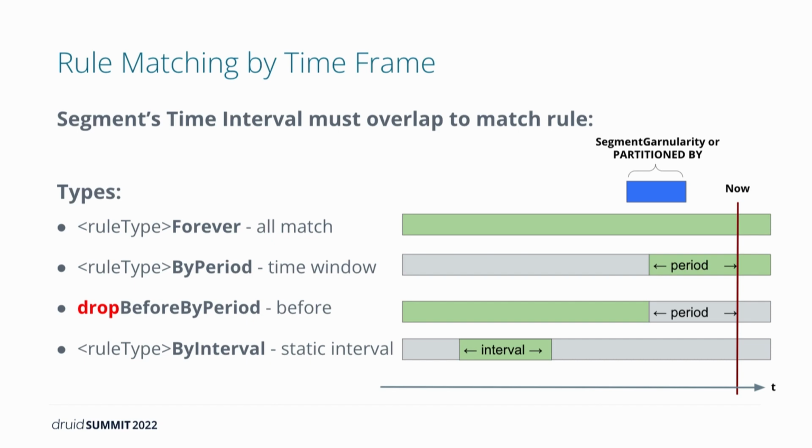So this is a way of dropping segments that are beyond a certain time frame. And finally, the by-interval rule, which specifies static intervals. So the by-interval has a start timestamp and an end timestamp. So segments that overlap with that interval, with their start and end, will match that kind of rule.